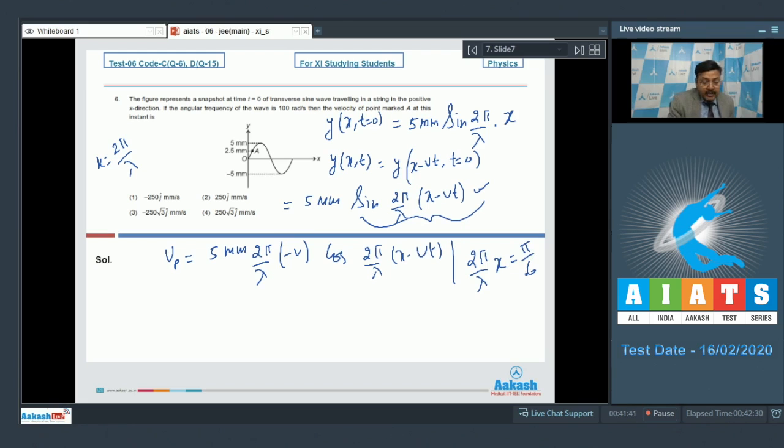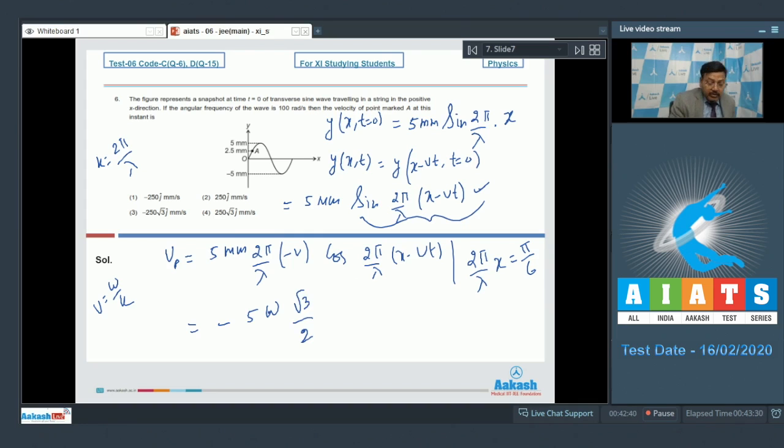Again, considering the value of the sine function as well as the slope, both taken together, this value is pi by 6. So the particle velocity is equal to, we have in fact 5 mm, and 2 pi by lambda is k, and we know that v is equal to omega by k. Since omega has been given to us, v into k can be replaced by omega, so we have vp, the particle velocity, equal to minus 5 into omega, and cos pi by 6 would be root 3 by 2, and this of course is in mm.